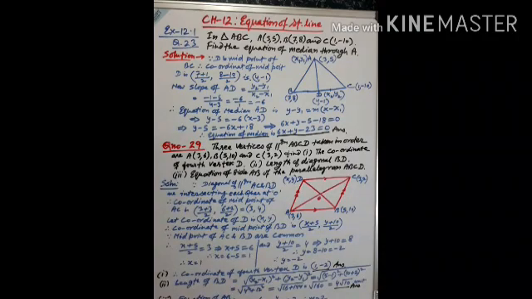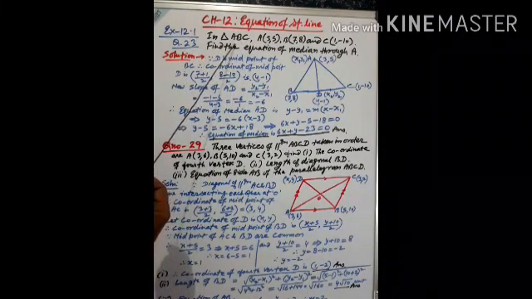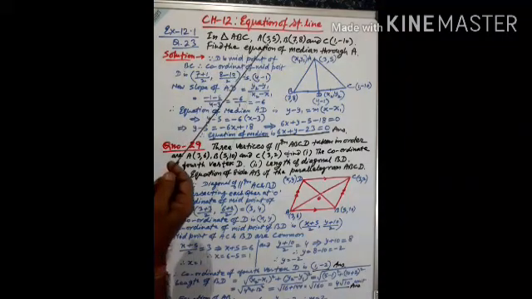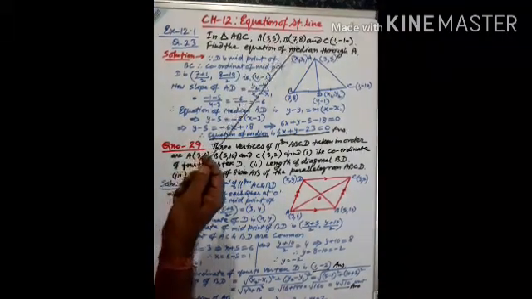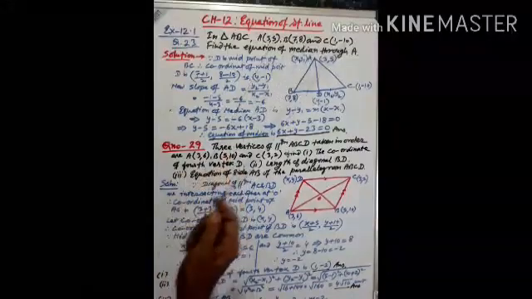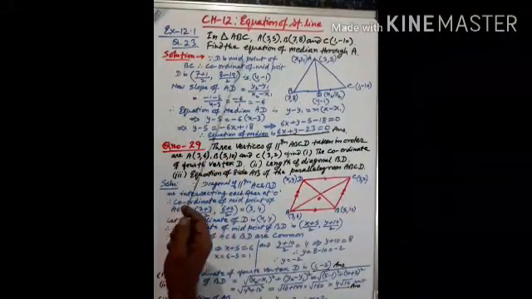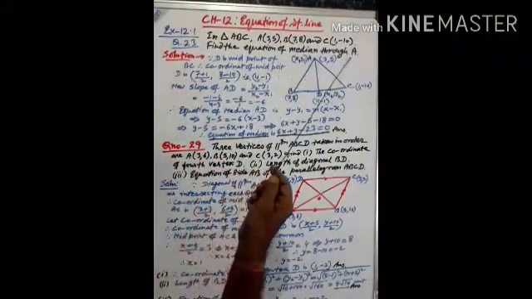Let us solve some more questions from this exercise. That is question number 23. Question number 23 says that in a triangle ABC, the vertices are A (3, 5), B (7, 8) and C (1, -10). Find the equation of the median through A.